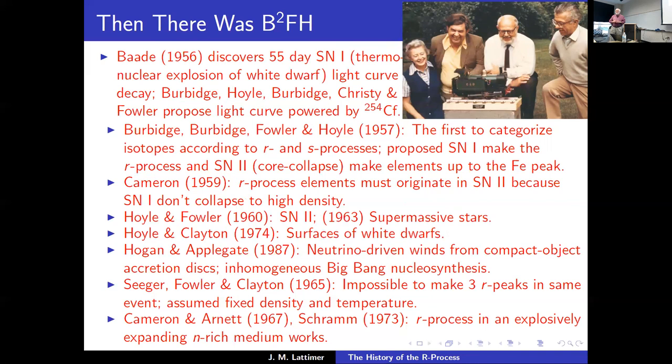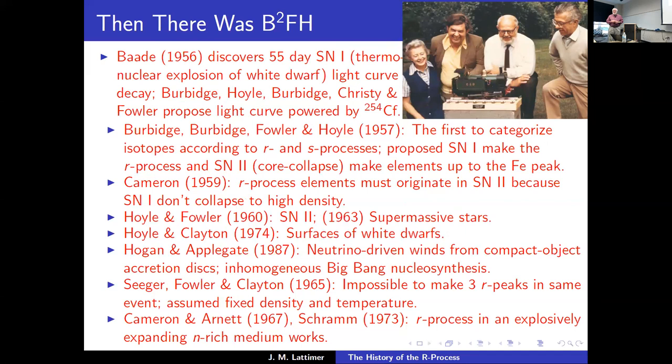Hoyle and Fowler in 1960 repeated their assertion about type 2, this should have been type 1, connected with the R process. And then later went on to suggest that stars of about 10 to the third to 10 to the fourth solar masses may be the source of the R process. Hoyle and Clayton later suggested that the R process could occur on the surfaces of white dwarfs. Craig Hogan and Jim Applegate both suggested in '87 that one source of the R process could be neutrino-driven winds from compact object accretion disks.